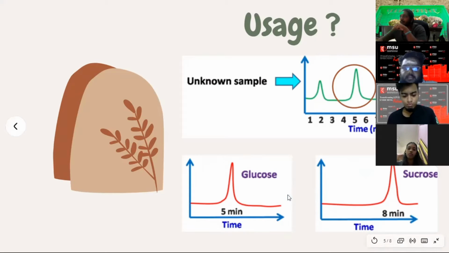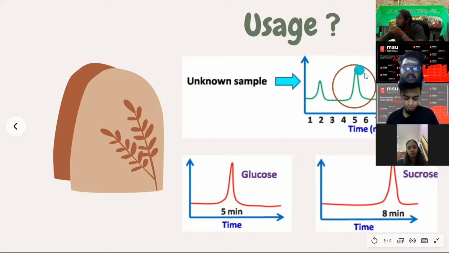So what you will do is run both standards in the HPLC and determine the time of being eluted. As I said, eluted is something that is washed out. So glucose is washed out at the 5th minute, and sucrose is washed out at the 8th minute. After you run the standard, a standard is something pure, which comes with one specific component. And then a sample means that it contains many kinds of components, so they show many kinds of peaks.